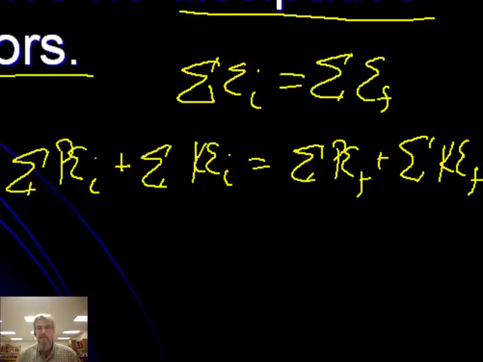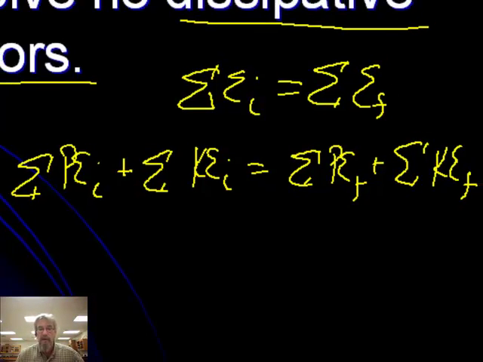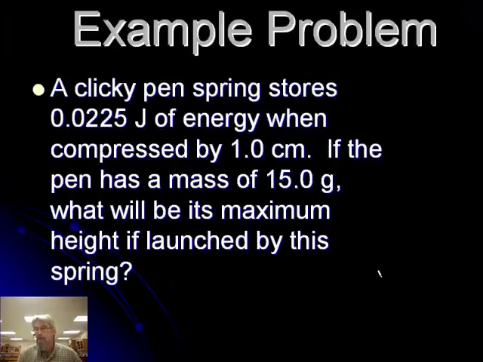Well, we can use this, it turns out, as a very powerful problem-solving tool that makes solving problems about motion much easier than they otherwise would be, and it also makes some problems that are nearly unsolvable or unsolvable possible to do. Here's an example of a problem that we can solve using the law of conservation of energy. A clicky pen spring stores some energy. It's compressed by 1 centimeter. This is the same clicky pen spring we had before. If the pen has a mass of 15 grams, what will be its maximum height if launched by this spring? We could do this using the stuff that we already know about motion, but it would be way harder than what I'm about to do.